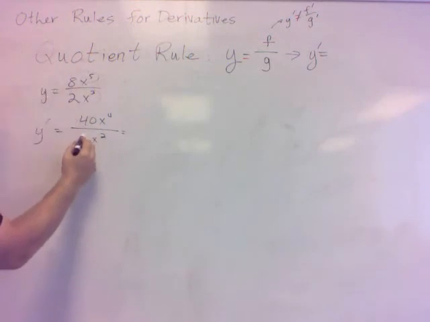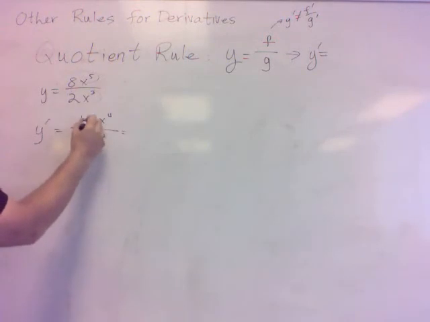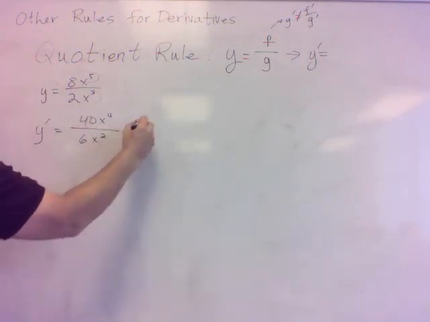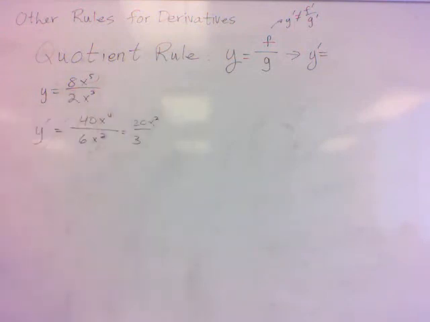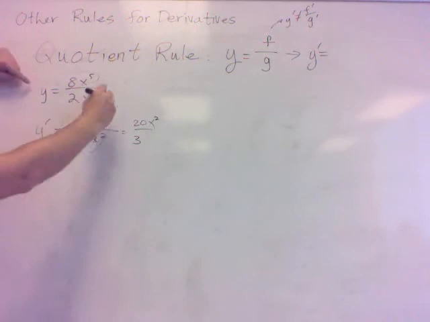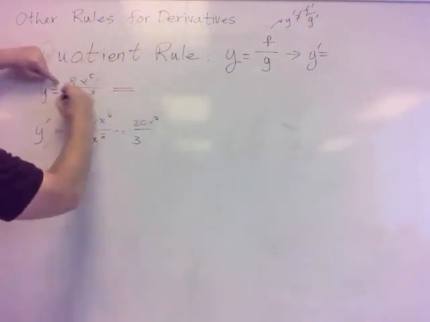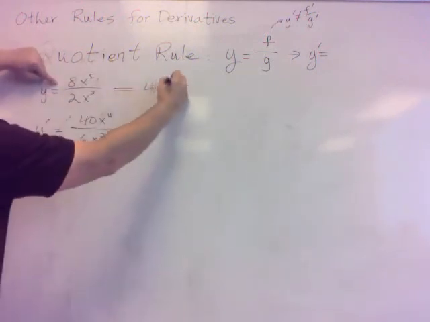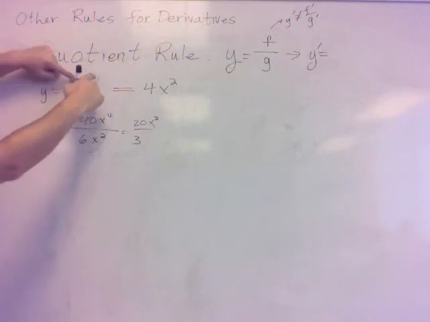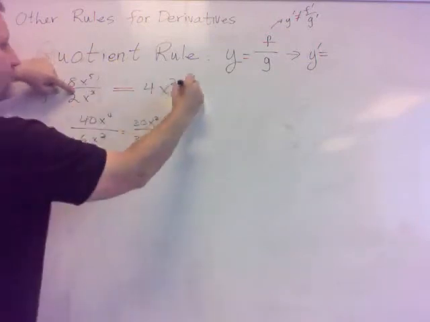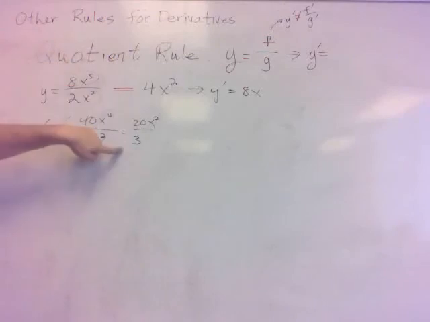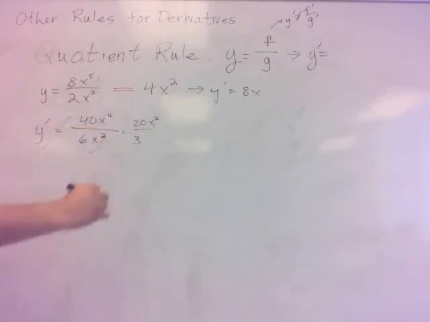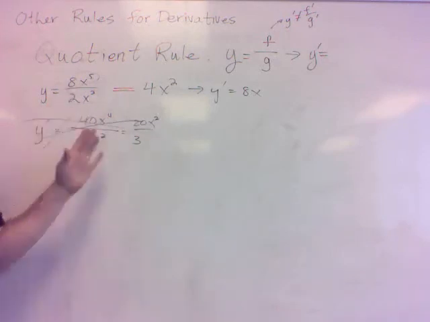can reduce that. I can only reduce it by 2, can I? 20 over 3, then I can reduce those to be x squared. That is not it. Because, notice here, this is equivalent to 4x to the second, right? Divide that, that's 4, divide that, that's x squared. So the derivative is 8x. It's not even close. Okay. Don't do that. Because it's not even close.